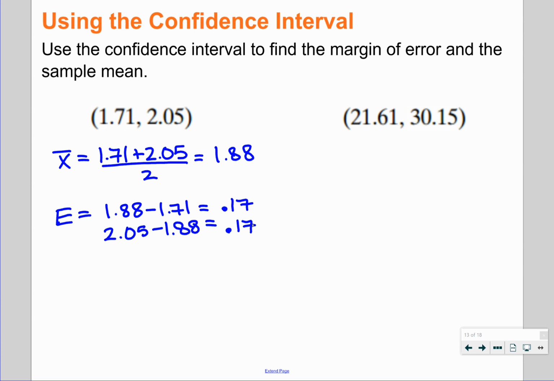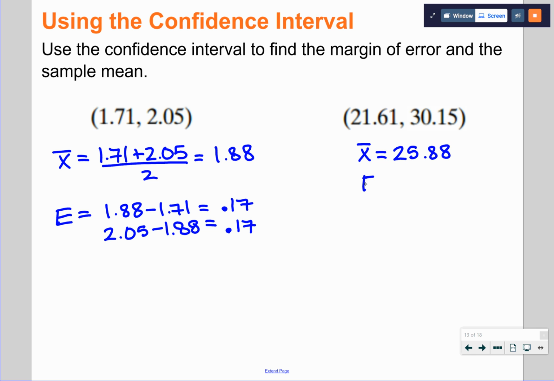All right, so let's do the other one real quick to wrap it up. 21.61 plus 30.15 divided by 2. The midpoint of those two values is 25.88. And then subtract whichever way you see fit. We need to figure out 25.88 is how far from each of these limits. And you should get sampling error, margin of error, 4.27 for that one. All right, so we'll stop there for today.